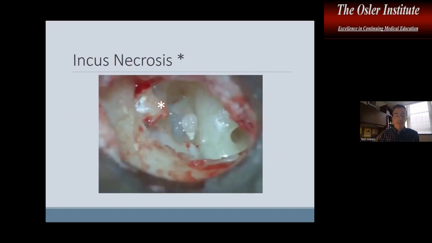And so this is just a transcanal example of this. You can see the asterisk there. You see the long process of the incus is absent, because you're looking directly at the head of the stapes there. You can also see the round window niche inferiorly.